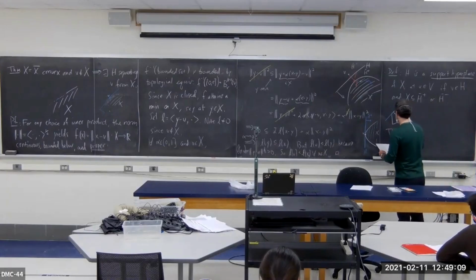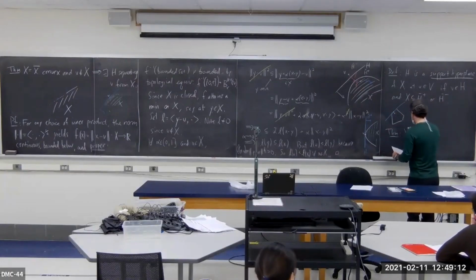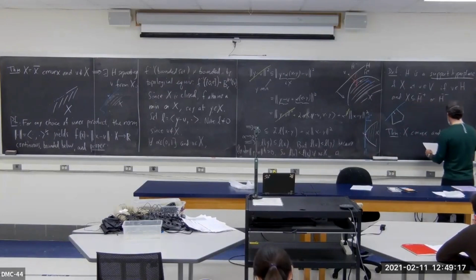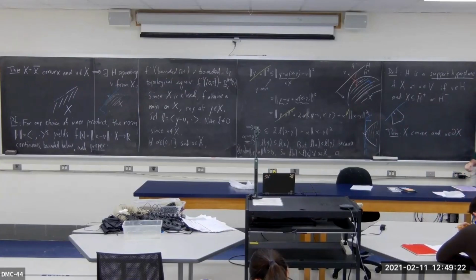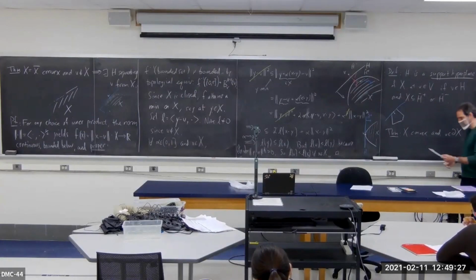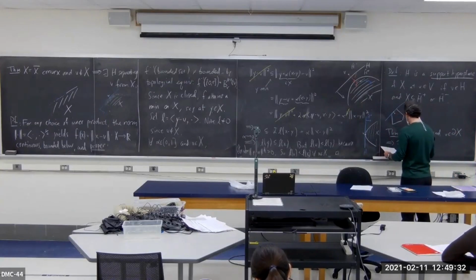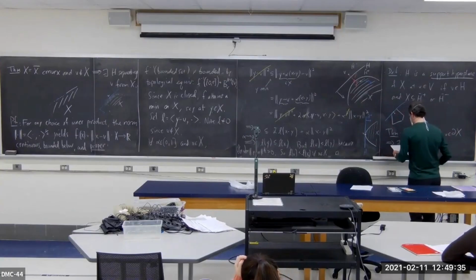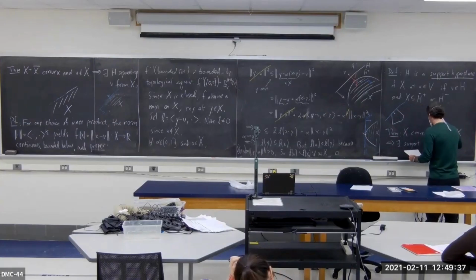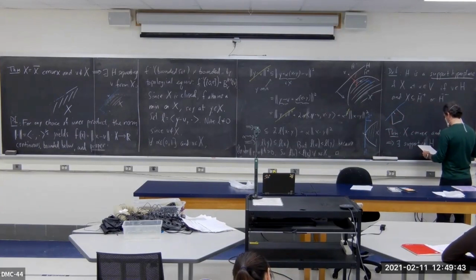Okay, so here's the theorem. X is convex and V lies in the boundary of X. It doesn't matter, as Noah just asked, whether it's in X or not in X. It just matters whether it's in the boundary of X. Then there exists a support hyperplane, called a supporting hyperplane, of capital X at little v.